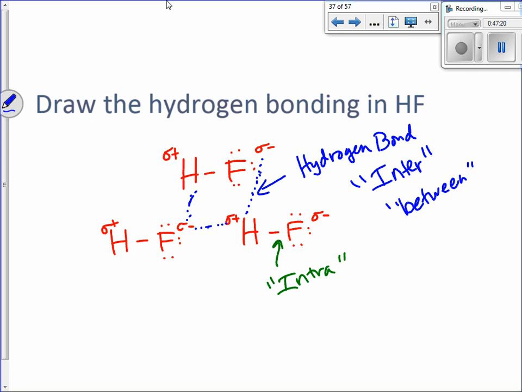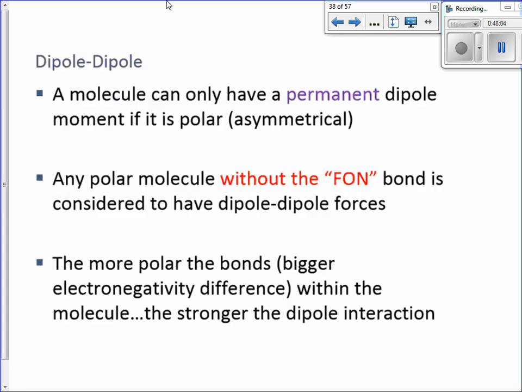And these are stronger forces, but you can break them, but it does allow for something like hydrogen fluoride to be cohesive and attractive to itself, like water. Okay? So our inter versus intra, and be able to draw, if you had to do particulates, you could use circles. Okay. Ball and stick models. Dipole-dipole is a permanent dipole because it's polar.